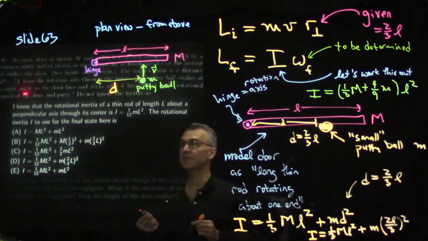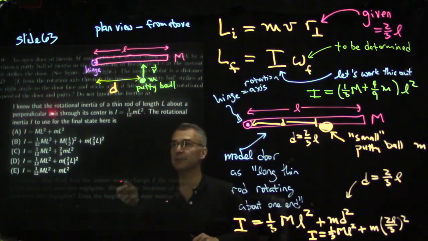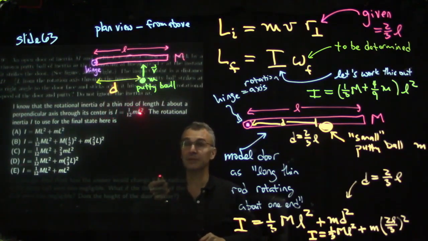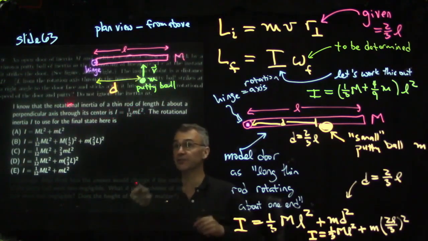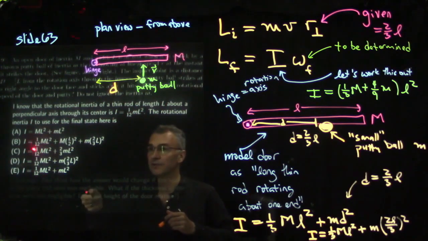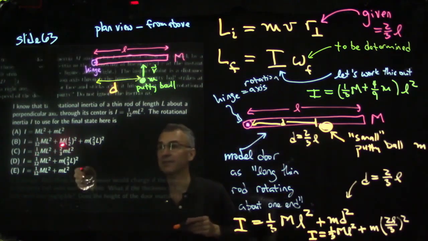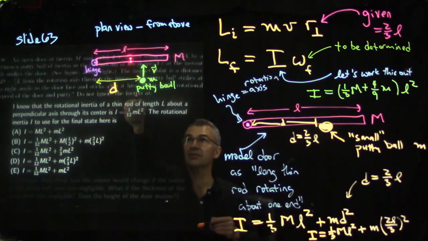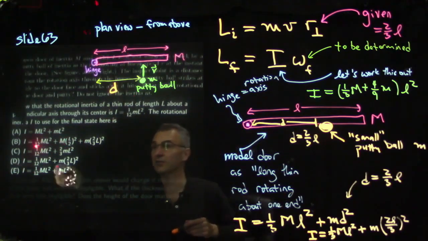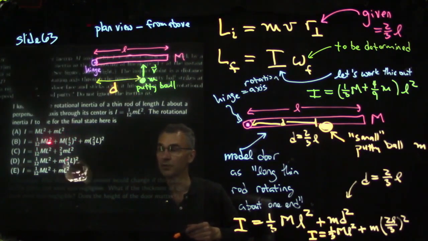So here on slide 63, I know that the rotational inertia of a thin rod of length L, I really like little l for this better so it doesn't get confused with angular momentum, about a perpendicular axis through the center is 1/12 m, I would call it little l squared. So the rotational inertia to use for the final state here is, well, actually, I see. So I broke it apart into pieces. So it's 1/12 m l squared, and then we have m times l over 2 squared. This is like we're using the parallel axis theorem, because we're actually not about the center of the long thin rod, we're about the end. So see, 1/12 m l squared plus m times the quantity l over 2, squared. That would be 1/12 plus 1/4, which would be 1/3 total.